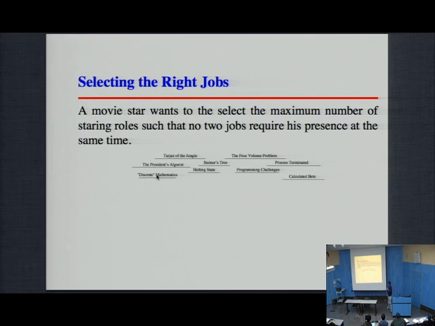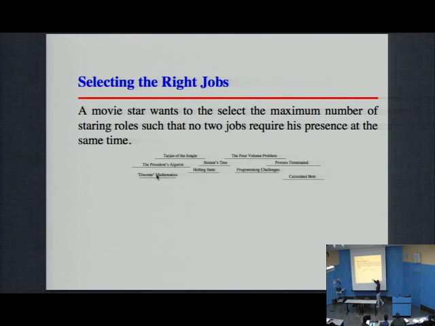Now, the problem with this, of course, is Brad Pitt can't simultaneously work on programming challenges and the 4-volume problem. Why? Because both of those films are filming at the same time period, and his attention is required for one of these jobs continually.